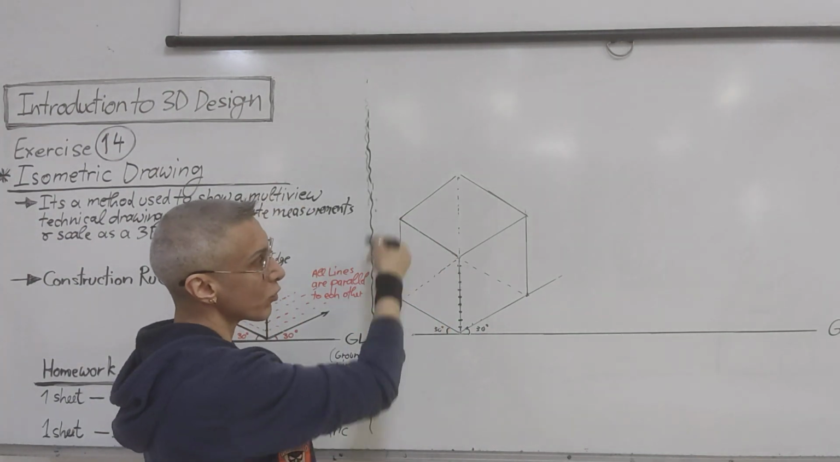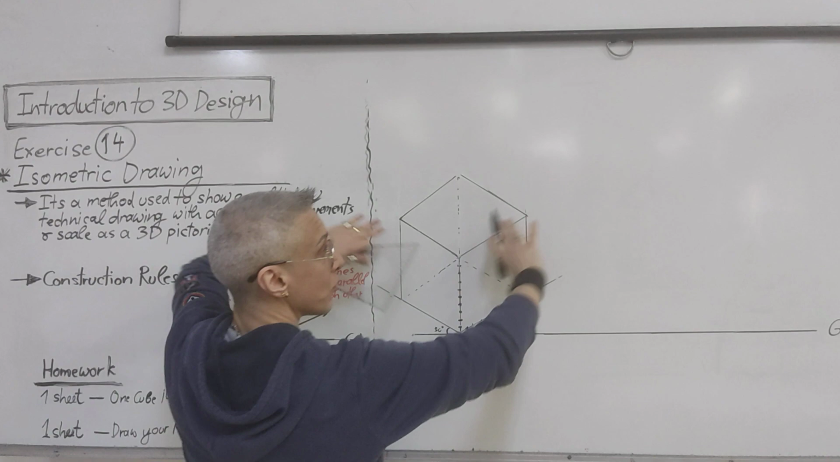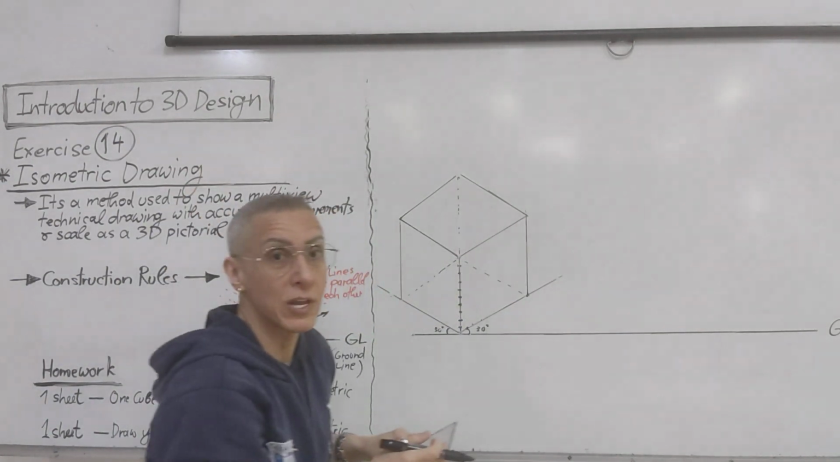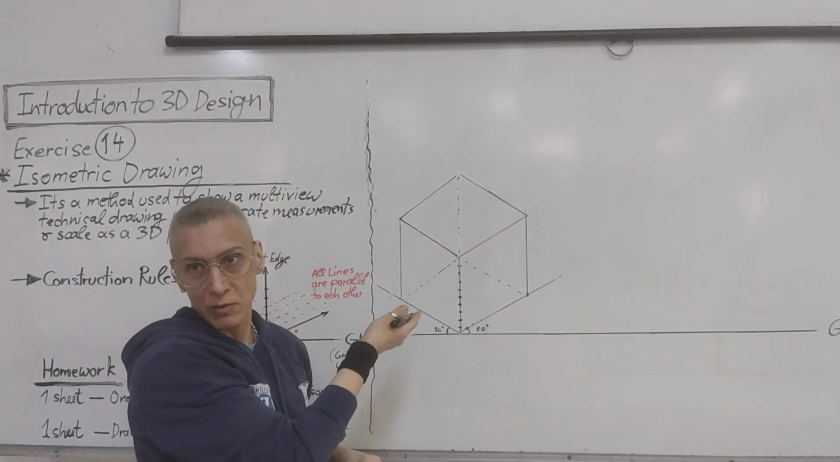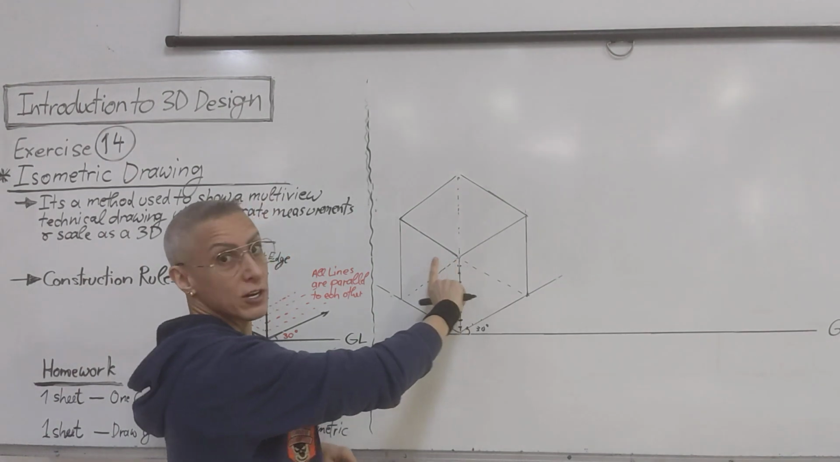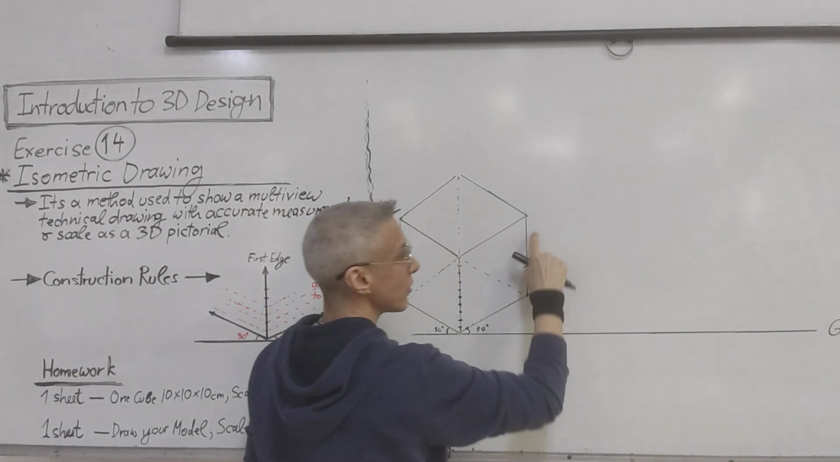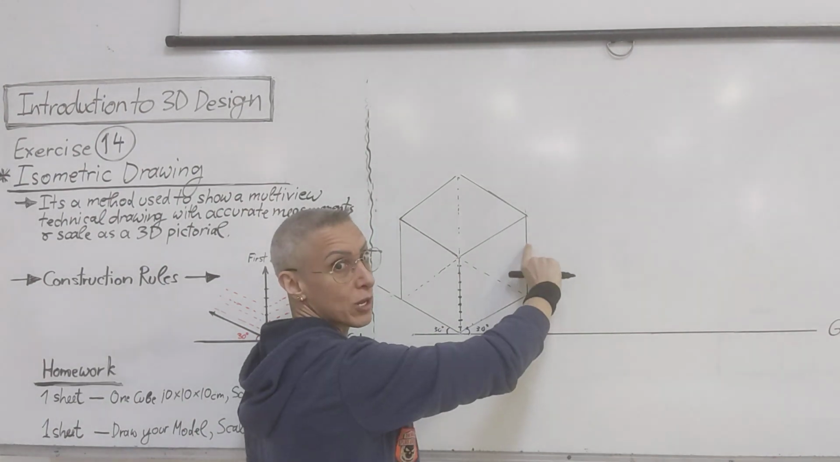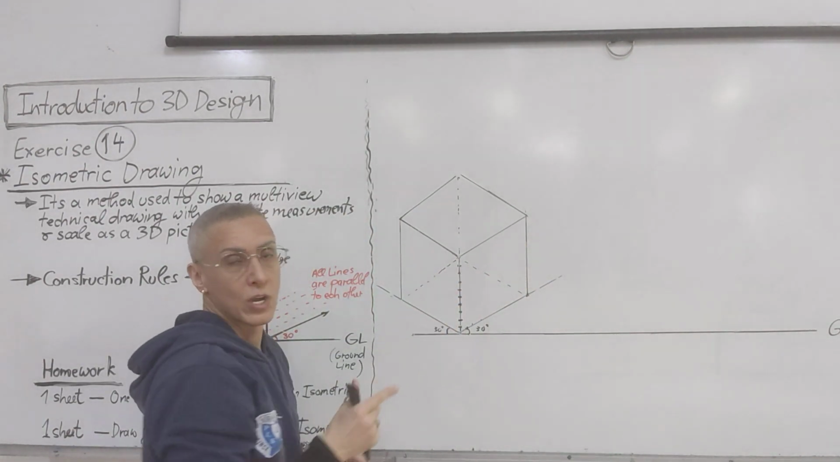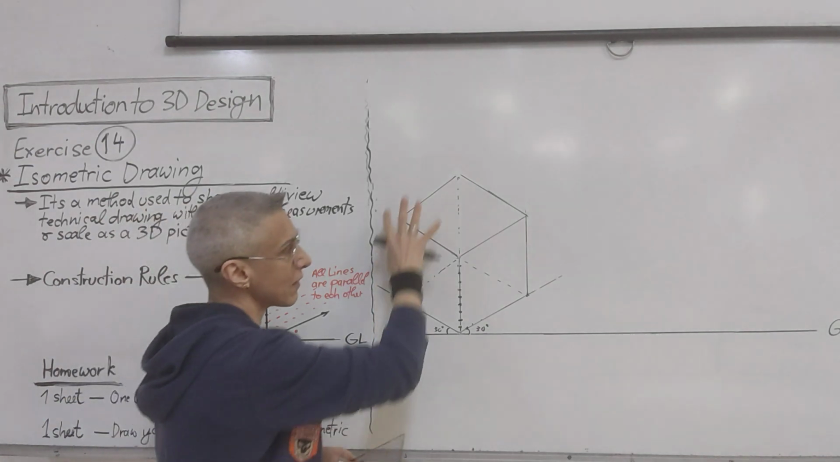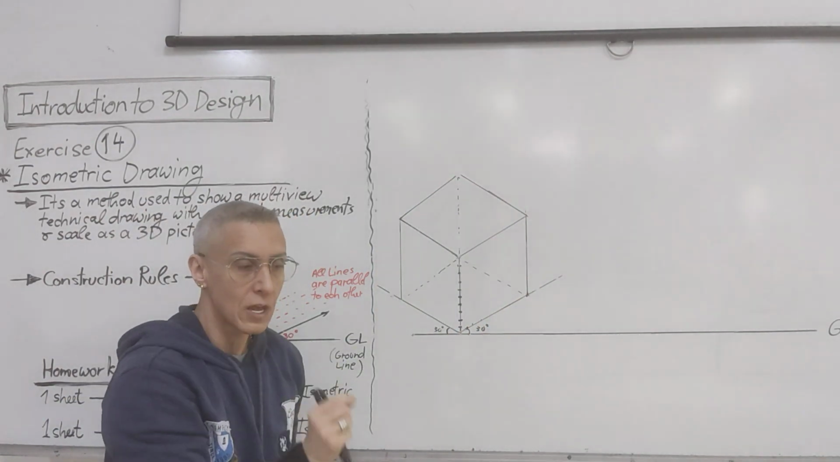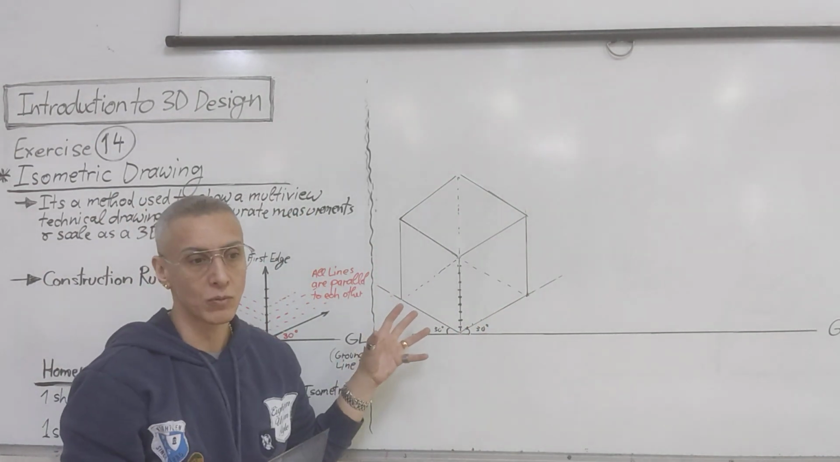Now, if I would draw this in two-point perspective, where we have the vanishing points, what will happen? If I would draw the same cube, I can put here 10 centimeters, but because this line and this line will go towards the vanishing point, this will be smaller than this. So it doesn't show us exactly what this object is. And this is a technical drawing.